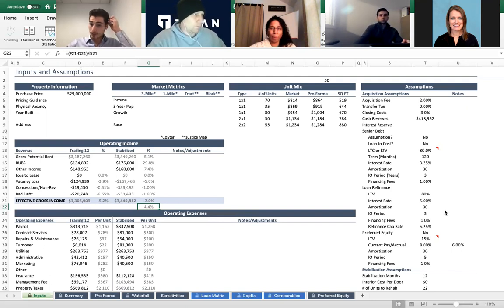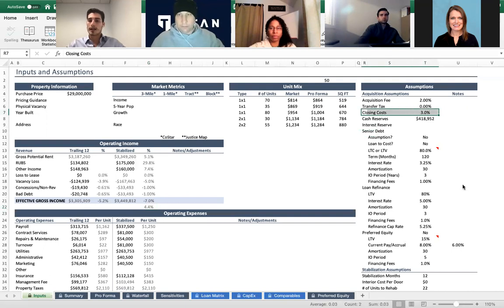So Eric asked a good question here. In terms of acquisition assumptions, he's looking at the closing costs here of 3%. That does not include the COVID P&I reserve. I'll actually walk through that because a few people have asked about that. So the closing costs, we do not include COVID P&I reserves. That is a new thing.